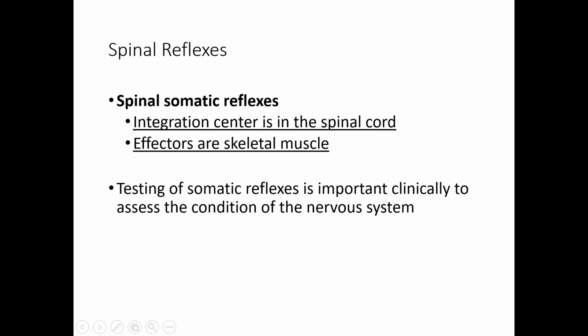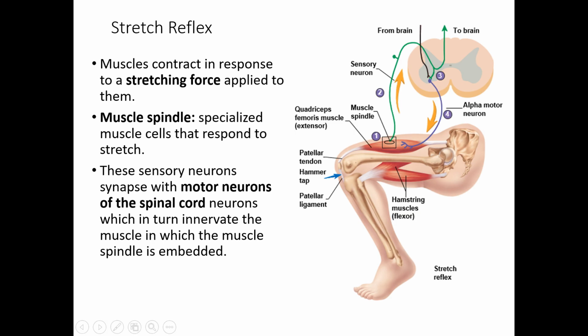So reflexes going through the spinal cord are called spinal reflexes. And spinal somatic reflexes include skeletal muscles. So the integration center in this case will be in the spinal cord, like in that picture that you just saw, and effectors, organs that are activated, would be skeletal muscles. And testing somatic reflexes is an important skill to assess the condition of the nervous system as a whole. You did it already through the lab. You watched the videos showing you how to check reflexes. One type of spinal reflexes is called stretch reflex.